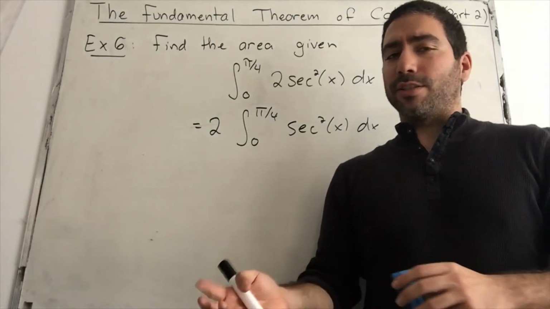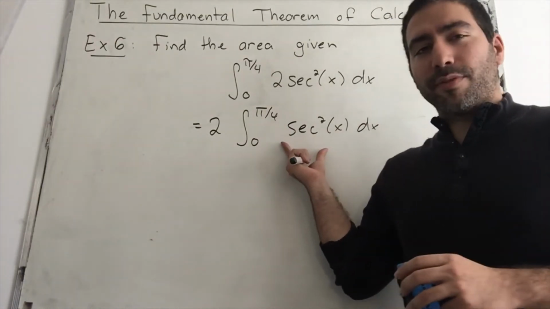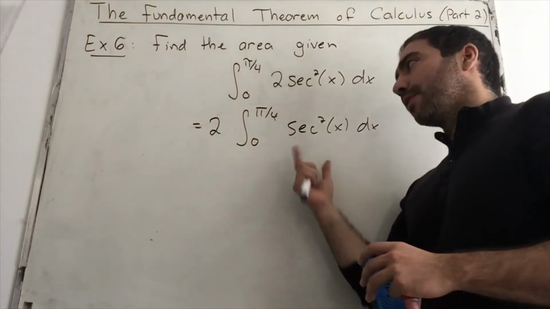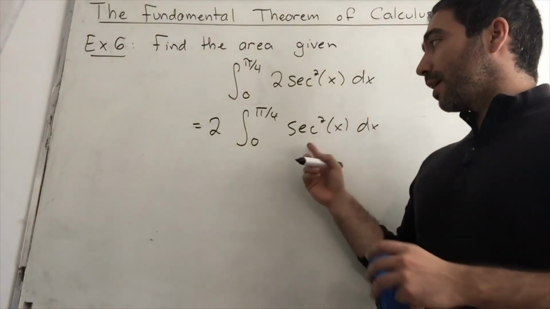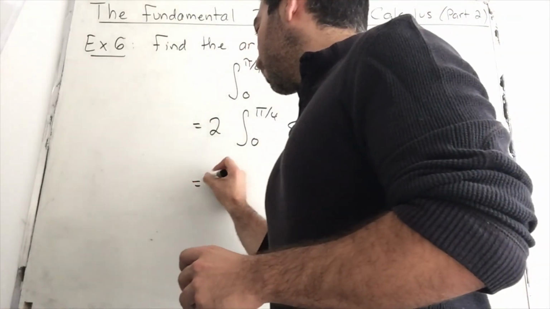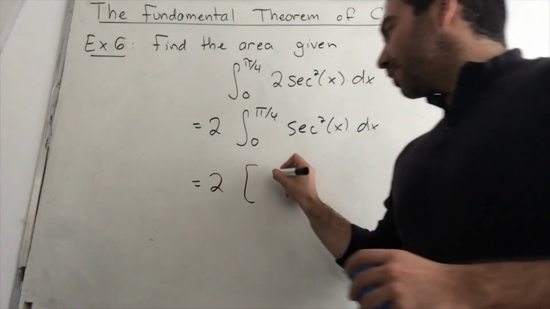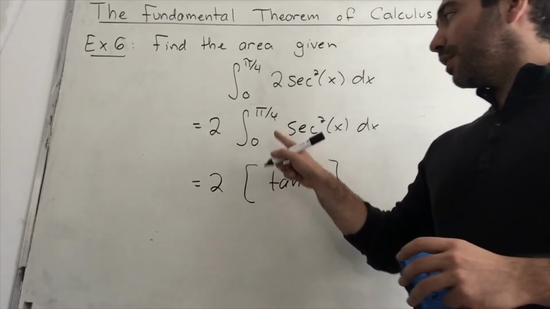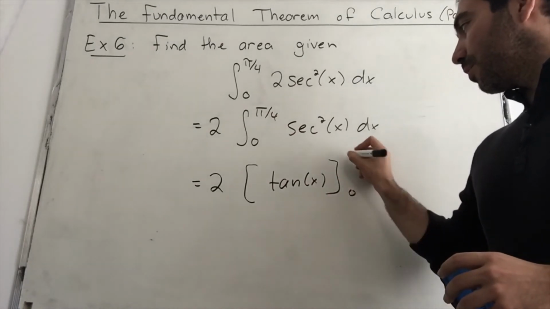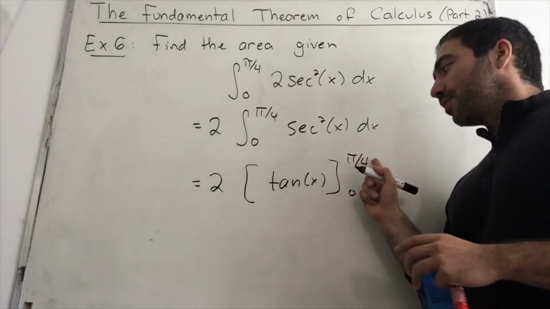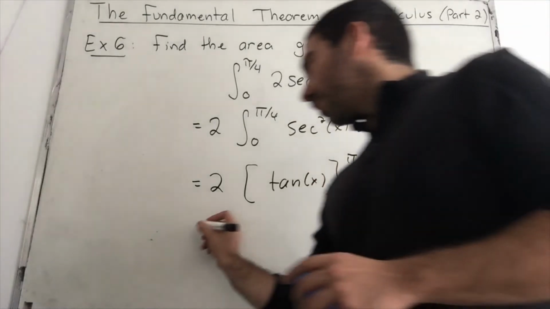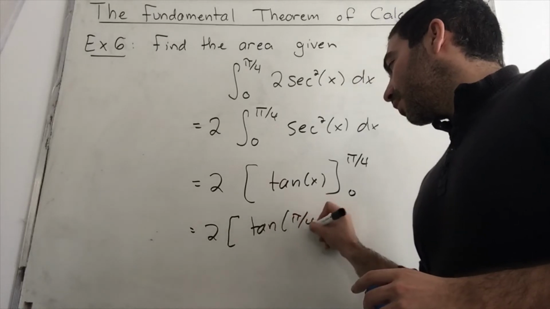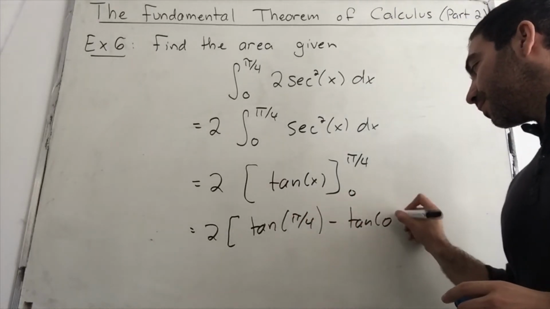Okay. And now you're asking yourself, what's the antiderivative of secant squared? What function could you derive and the derivative is going to give us secant squared? Well, the answer to that is tan. So here we have 2 in the front. The antiderivative of secant squared is tan x, so you have to know your antiderivatives, and you're integrating from 0 to pi over 4. So we're applying FTC part 2. We're going to substitute the upper bound and subtract the lower bound. Let's go ahead and do that. So we have 2 on the outside. We have tan of pi over 4 minus tan of 0.